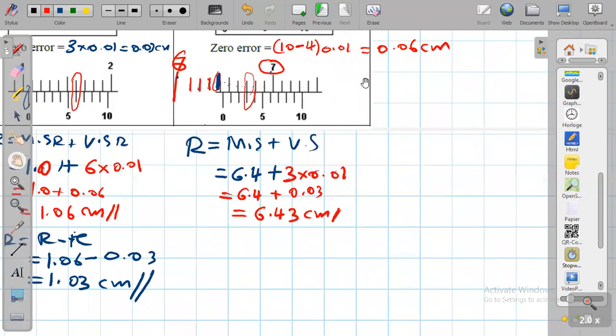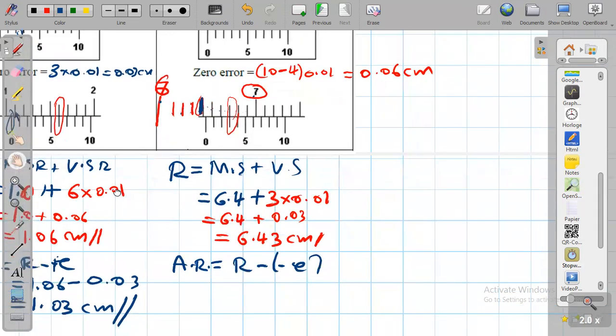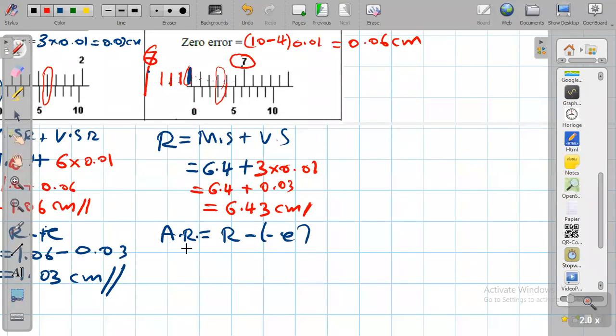Now I have to remove this. Whatever is a negative error, you know how to get the negative error removed. Actual reading is going to be what? Reading minus negative error. So put that in that order. You won't get disappointed if you do like that. 6.43 plus what is going to be now? 0.06. Now my answer is going to be 6.49 centimeter. I did all the possible calculations on this one.